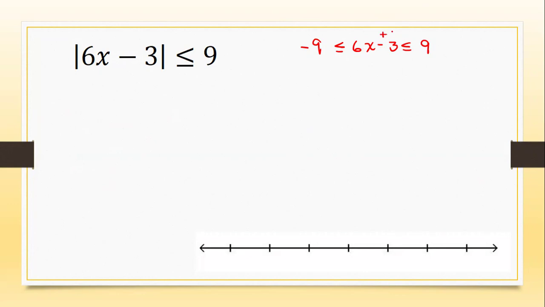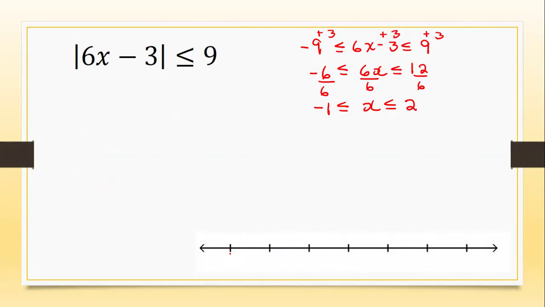We're going to add 3 throughout to get rid of that -3 in the center. -9 plus 3 is equal to -6, which is less than or equal to +6x, which is less than or equal to 12. Dividing throughout by 6, we get that -1 is less than or equal to x, which is less than or equal to 2.